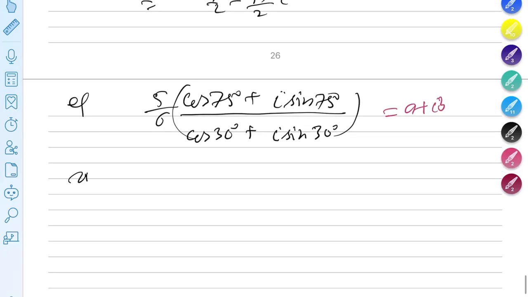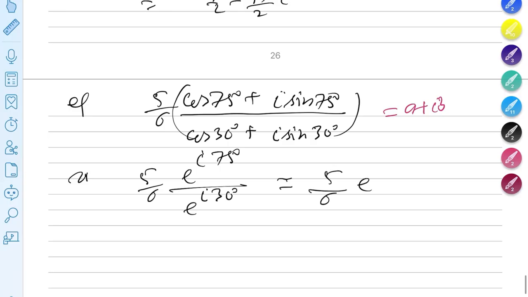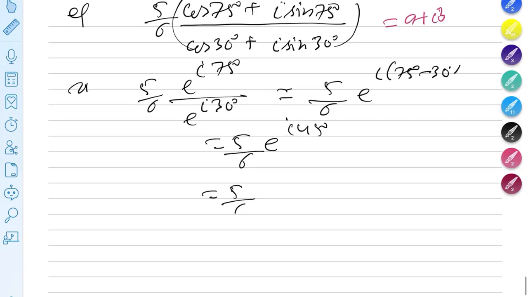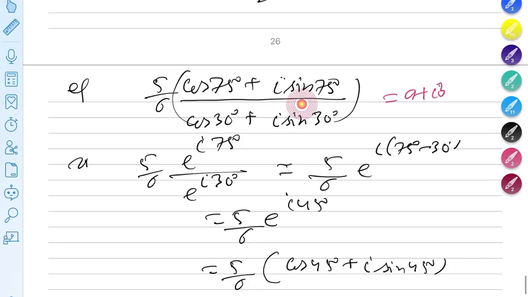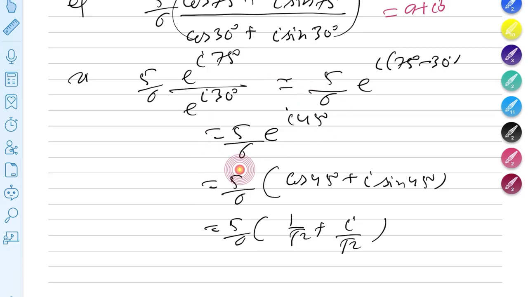Again in the same manner, we can say 5 by 6 e to the power i 75 degrees over e to the power i 30 degrees. This is nothing but 5 by 6 e to the power i (75 minus 30) degrees, so this is 5 by 6 e to the power i 45 degrees. So this is 5 by 6 (cos 45 degrees plus i sin 45 degrees), which is 5 by 6 (1 by root 2 plus i by root 2). This is how we can convert a slightly complicated trigonometric form into standard form using the Euler form.